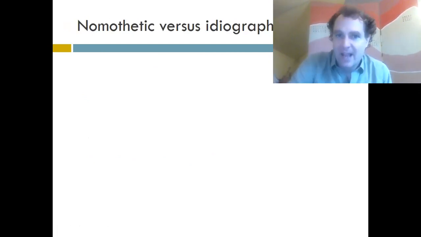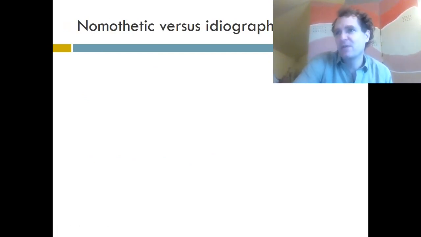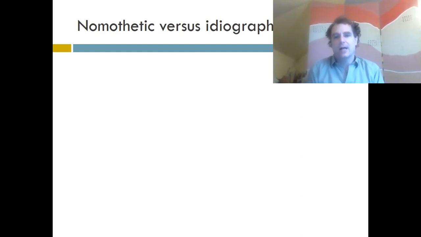The nomothetic versus idiographic research. We saw this a little bit earlier in the first week class when we were talking about what is science. And so again, this is a little bit of a debate within the field of sociology. What's the purpose of sociology? What should sociology be trying to do? So let me now describe what the difference is between nomothetic and idiographic.